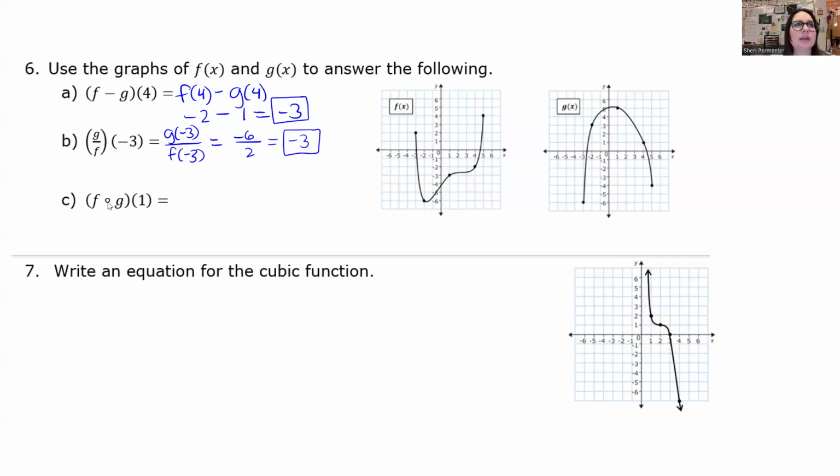The last one, remember that that's the f giving the g graph a hug. So the g graph goes inside. So this is going to be f of g of 1. So I have to start from the inside. I have to go find g of 1. So on the g graph, I have to go over to 1, and at 1, it goes up to 5. So this turns into f of 5. Now, on the f graph, I'm going to go over to 5, and my graph is up at 4.